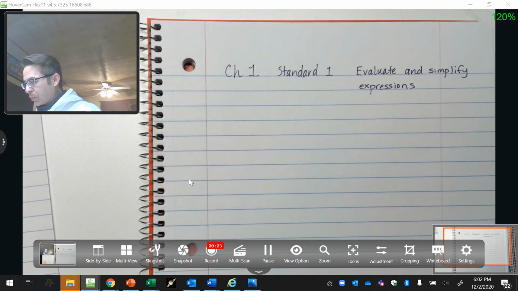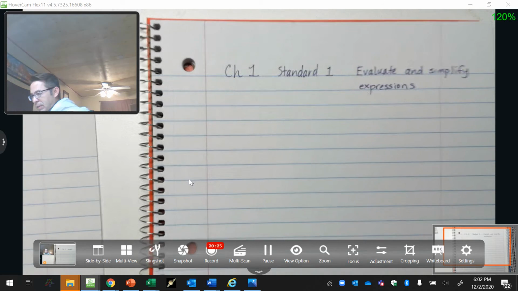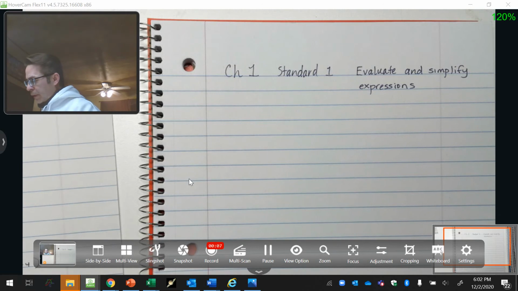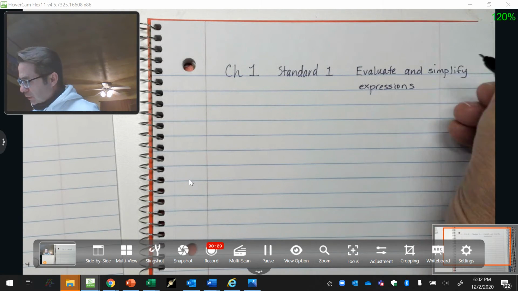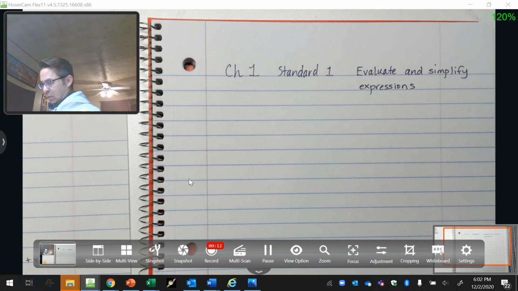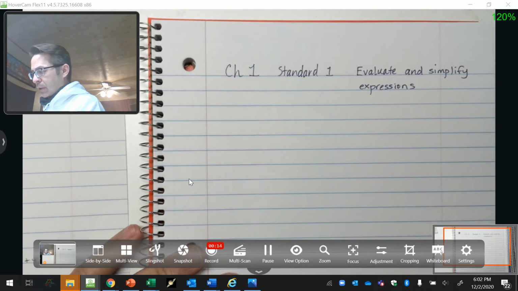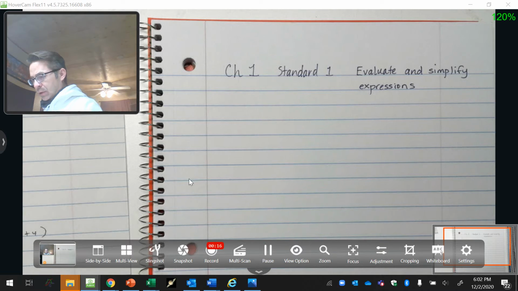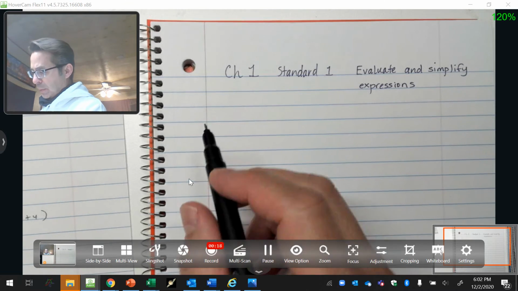Okay, so chapter 1 had two standards. The first standard is evaluating and simplifying expressions. So this one is the easier of the two standards, in my opinion.